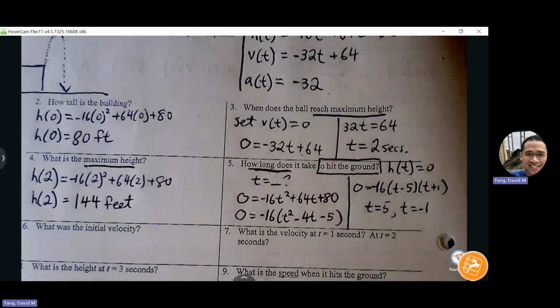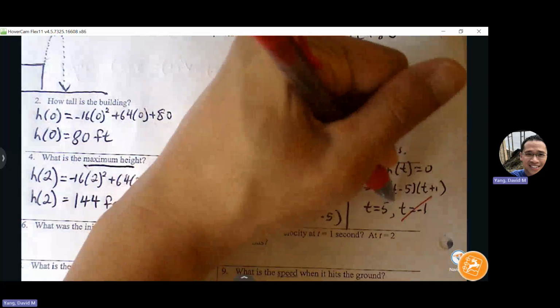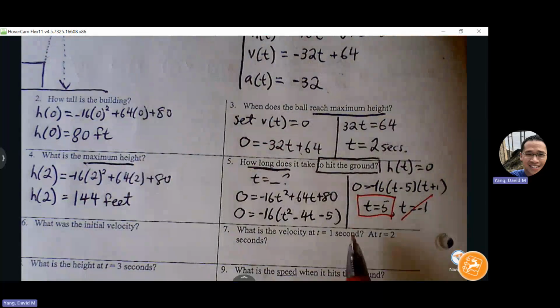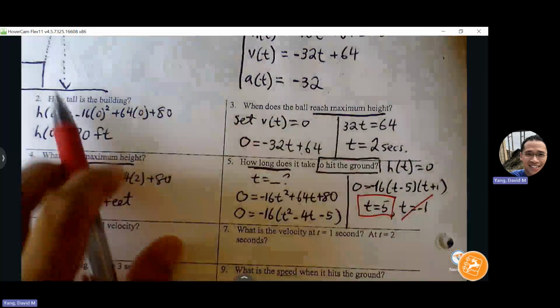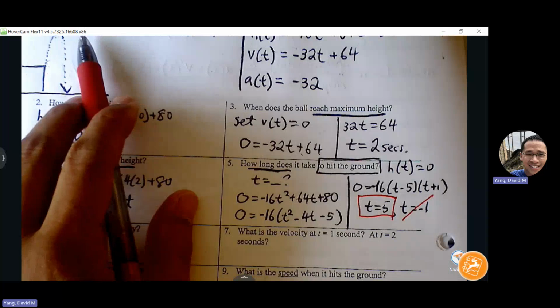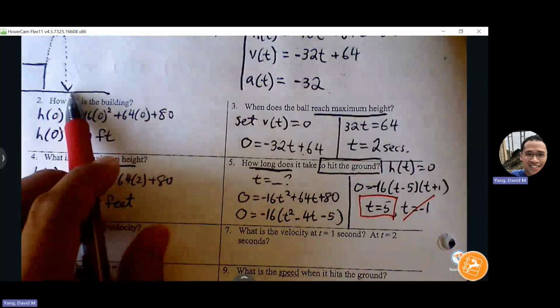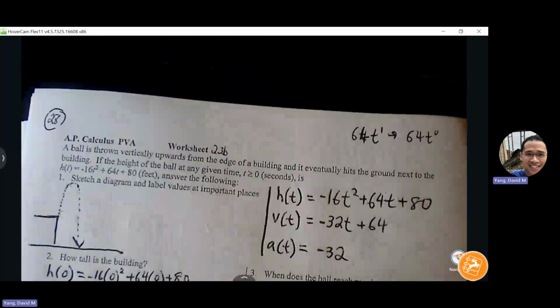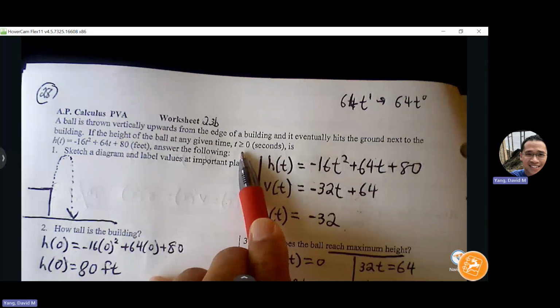-1, right? We're only talking about time after 0. So this is where we come to t equals 5 seconds. At 0 seconds, the ball is at the top of the building. 2 seconds in, it's 144 feet at the maximum height. And then 5 seconds after the ball is thrown, it's going to hit the ground. Was that an extraneous solution? Yeah, basically an extraneous solution, because at the beginning, we're told that t is greater than or equal to 0.